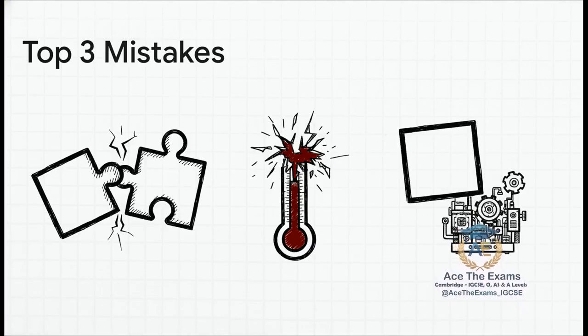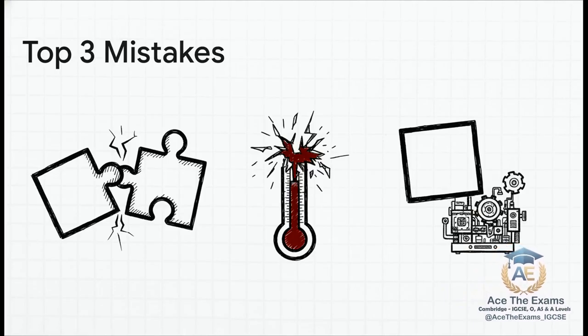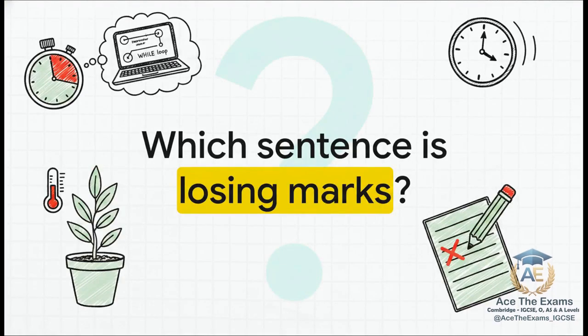Examiners will penalize you heavily for leaving system crashing vulnerabilities in your code. Third, providing generic answers not linked to the scenario. We've already talked about this, but it bears repeating because it is literally the most common error across all 9618 papers.